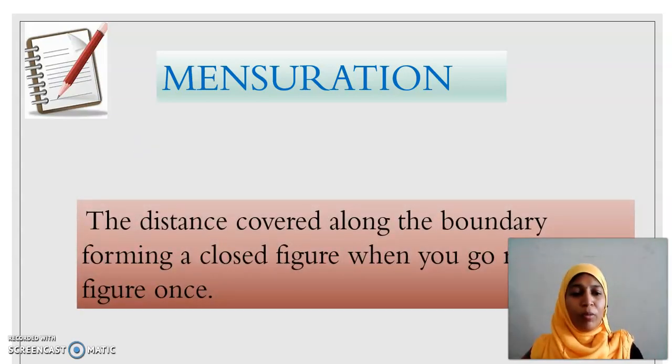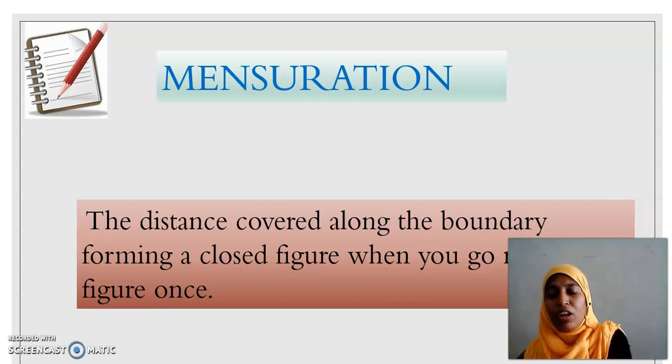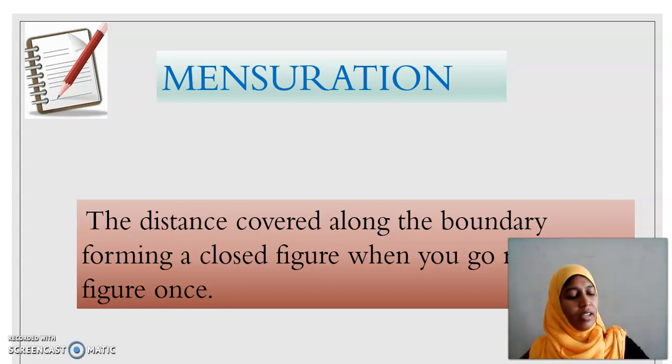Now, when we did that activity, I added up all the sides. What did I find? The distance covered along the boundary forming a closed curve. On a table, starting from one corner, if I go along the boundary, I will go along the boundary forming a closed figure. What closed figure did I get that time?